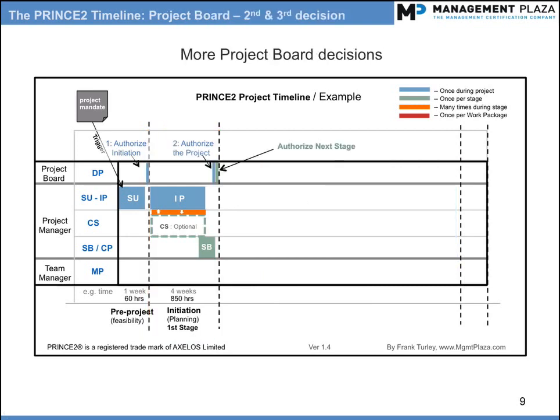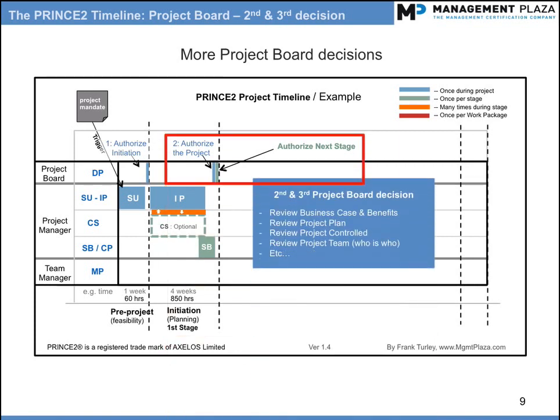Topic: the project board second and third decisions. At the end of the initiation stage, the project board is ready to make their second and third decisions, which is whether to allow the project to continue. The project board will review most of the information in the project initiation documentation, or PID for short, especially the business case, which includes an overview of the risks, benefits, and return on investment information. They will also review the project plan and the plan for the next stage of the project.